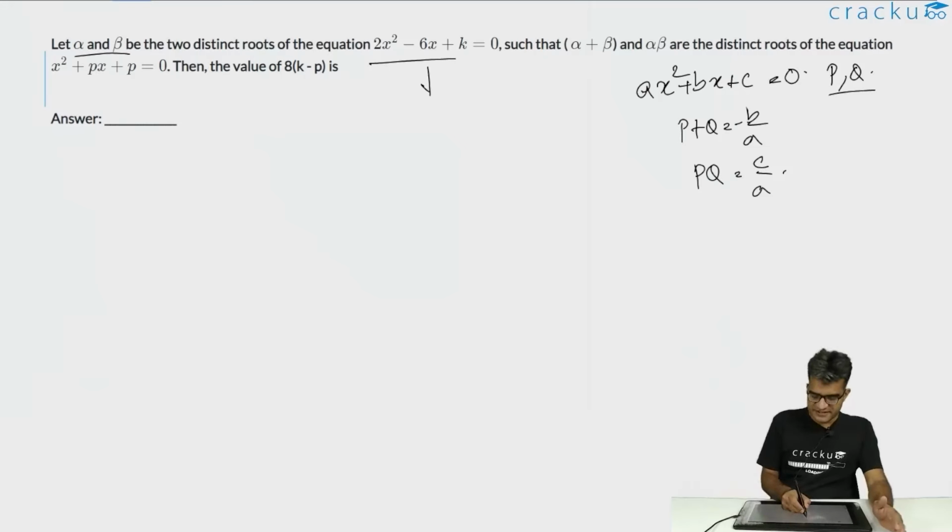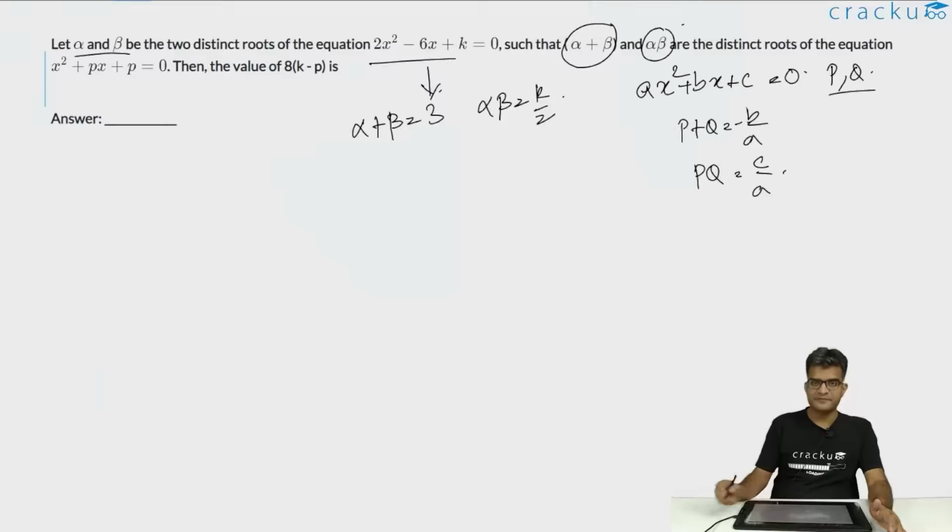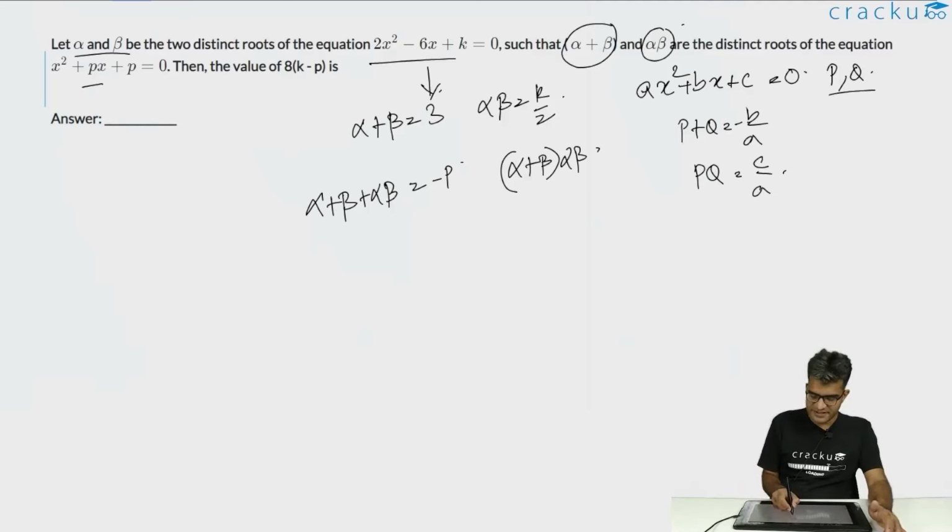In this particular case, the sum of the roots, which is alpha plus beta, is equal to 6 by 2, which is 3, and alpha into beta is equal to k by 2. For the second equation, the roots are alpha plus beta and alpha beta. So alpha plus alpha beta is equal to minus p, and the product of the roots alpha plus beta into alpha beta is equal to p, which is the constant term.